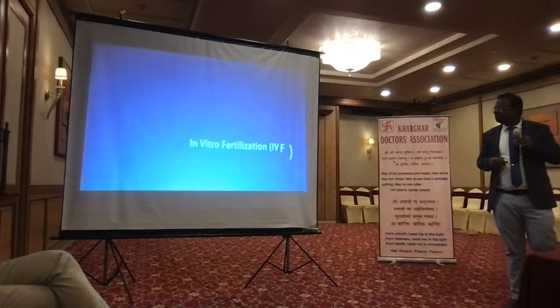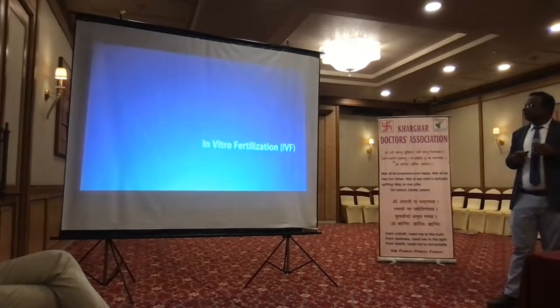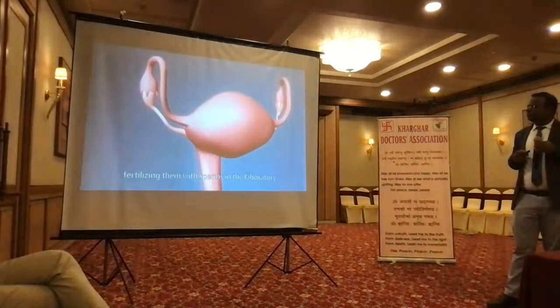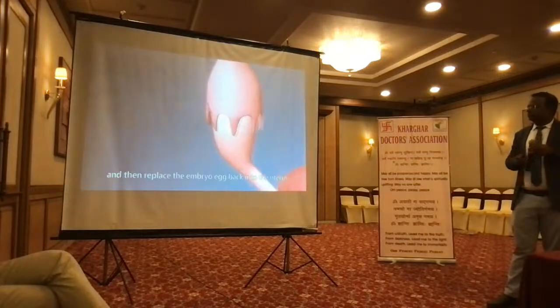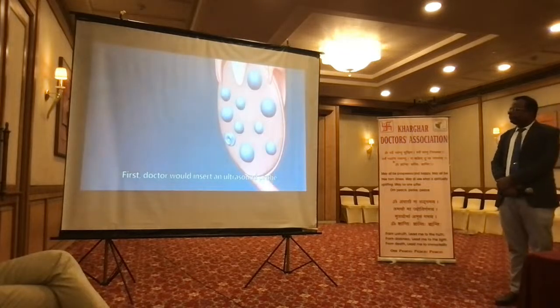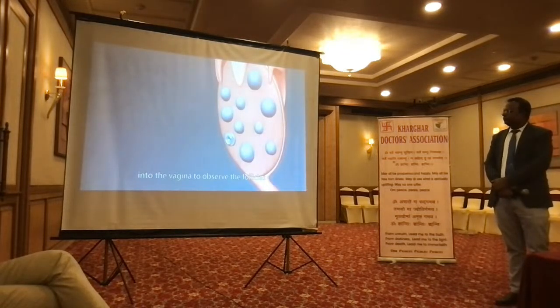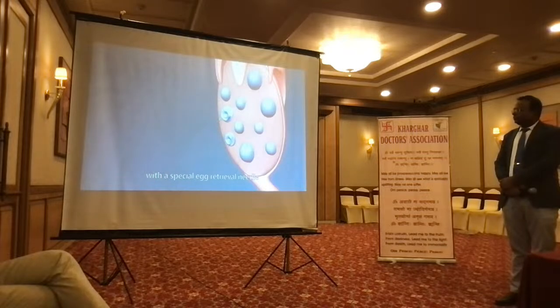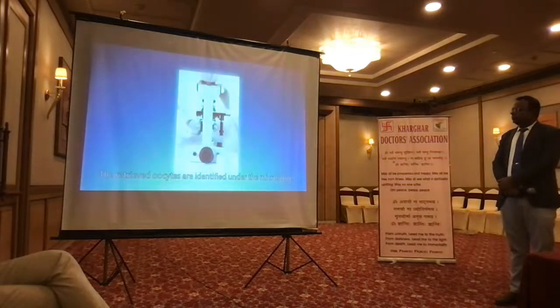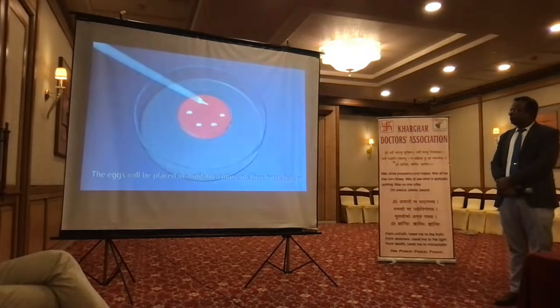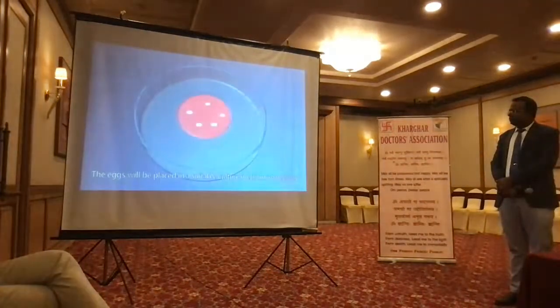In vitro fertilization. IVF is the process of removing eggs from ovaries, fertilizing them with sperm in the laboratory, and then replacing the embryo back into the uterus. First, doctors would insert an ultrasound probe into the vagina to observe the follicles. When they are mature enough, eggs will be removed with a special egg retrieval needle. The retrieved oocytes are identified under the microscope. The eggs will be placed in a suitable culture medium immediately.